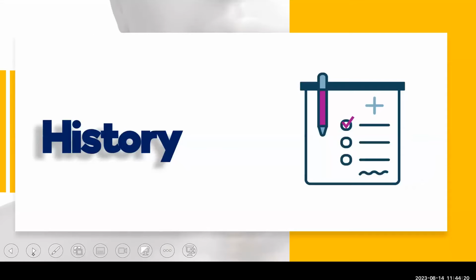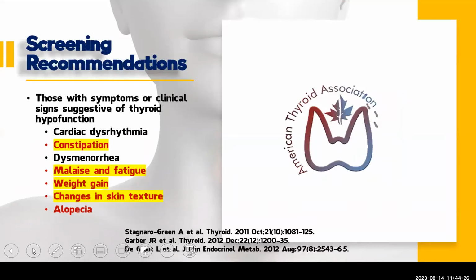What would be the history we should expect to hear from a patient presenting with hypothyroidism? So the American Thyroid Association recommends that whenever you hear any of these 7 symptoms, you should consider the differential diagnosis of hypothyroidism in your patient. Starting with cardiac dysrhythmia, or better to say palpitations or awareness of heartbeats, constipation, dysmenorrhea, or better to say any menstrual irregularity, malaise and fatigue, weight gain, change in skin texture, and alopecia.